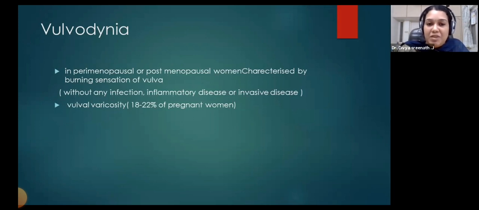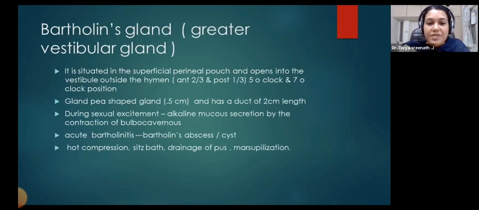You can see this type of vulval varicosity. At least 18 to 22% of pregnant ladies may have a possible chance of developing this vulval varicosity. In such patients, they may have aching pain or even a burning type of sensation in the vulval region. Now we will see the Bartholin's gland.